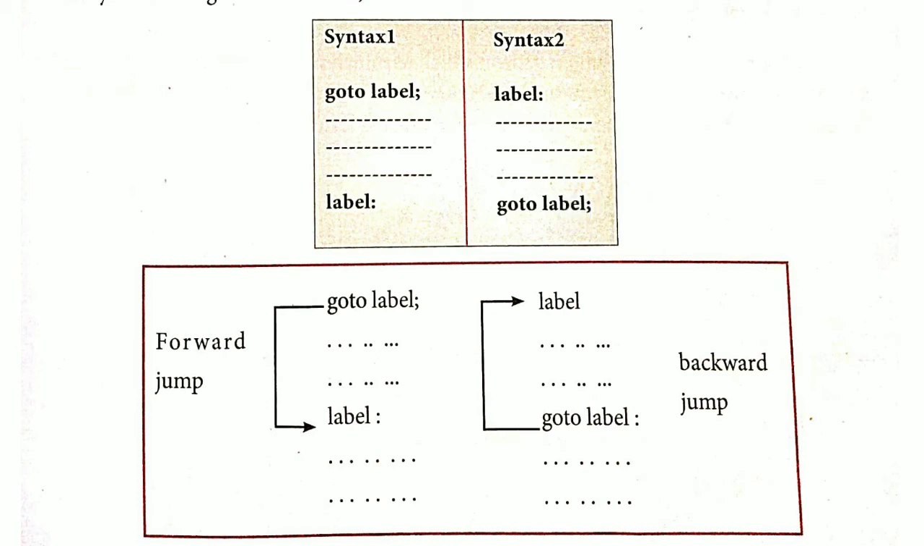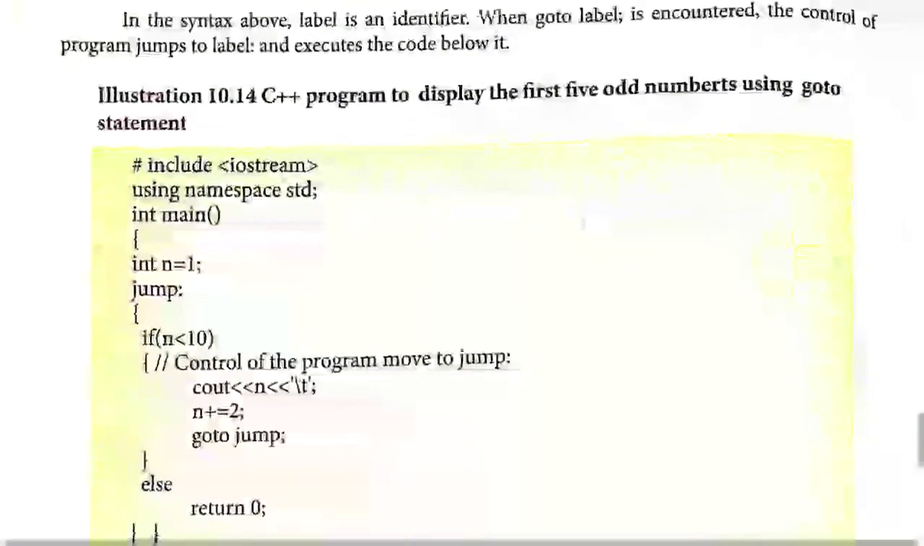There are two types of jumps for the goto statement: jump forward and jump backward. Jump forward means the control is transferred toward the end of the program. Jump backward means the control will be transferred toward the starting of the program. So this is the concept of jump statement. You can see that in this example.